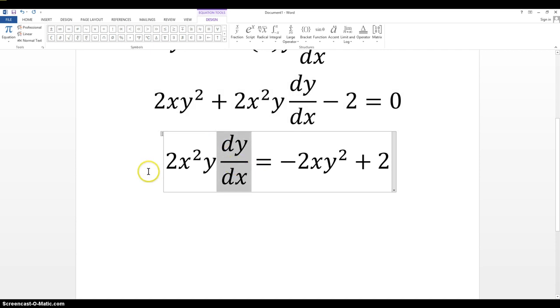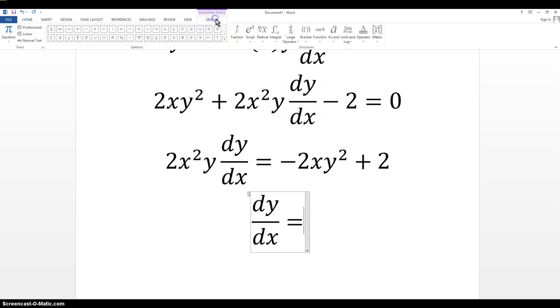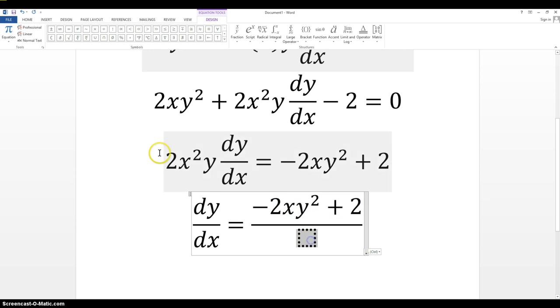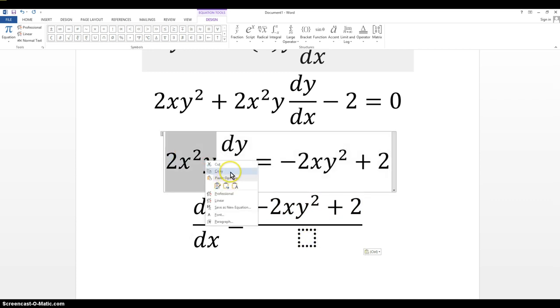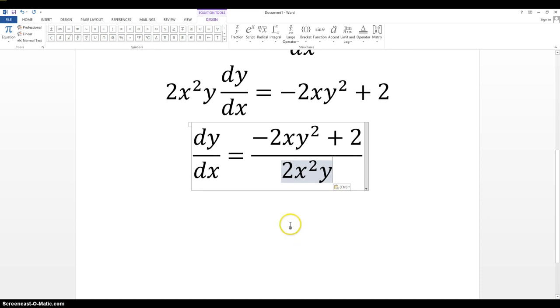Okay, now the last part that you need to do is basically solve for dy/dx. That means that you need to divide everything by 2x squared y, and when we do that, we get dy/dx equals a fraction: negative 2xy squared plus 2 over 2x squared y. Alright, so we have solved for our dy/dx, and this is the equation right here.